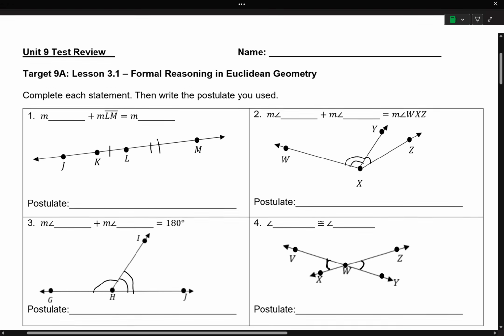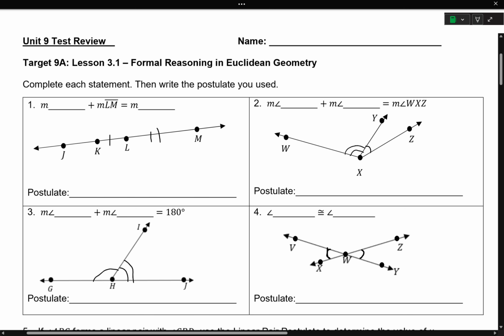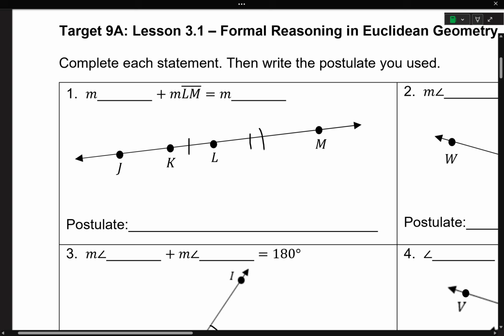Welcome to another video for the Unit 9 test review. For number 1, what we're going to do is complete the statement and then write the postulate that we used for the statement. So, in number 1, I have the measurement of blank plus the measurement of LN equals the measurement of blank.